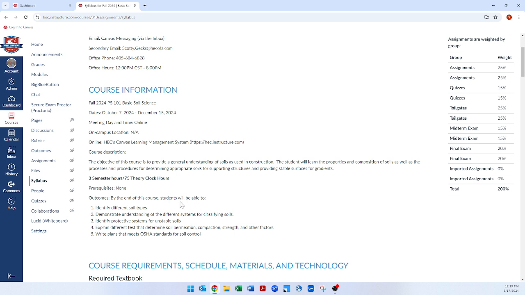By the end of this course, I told you there were some outcomes. Here's your outcomes. They're simple. Identify different soil types. Demonstrate understanding of these different systems for classifying soils. As you recall, there were two I talked about. One is the Unified Soil Classification, and the other is the AASHTO, the American Association of State Highway and Transportation Officials. Those are the two we'll be looking at, and the main focus will be on the AASHTO.